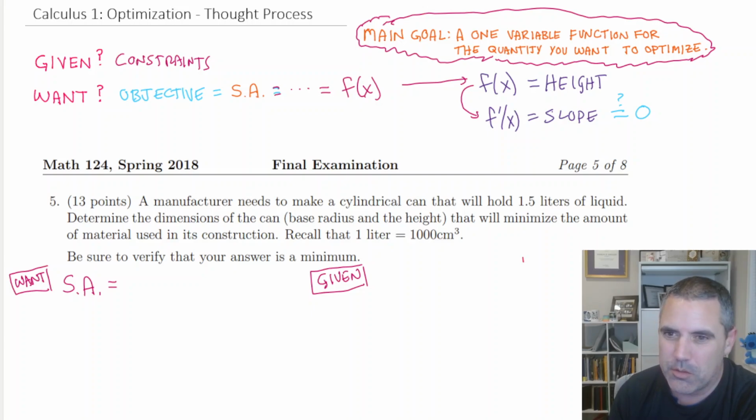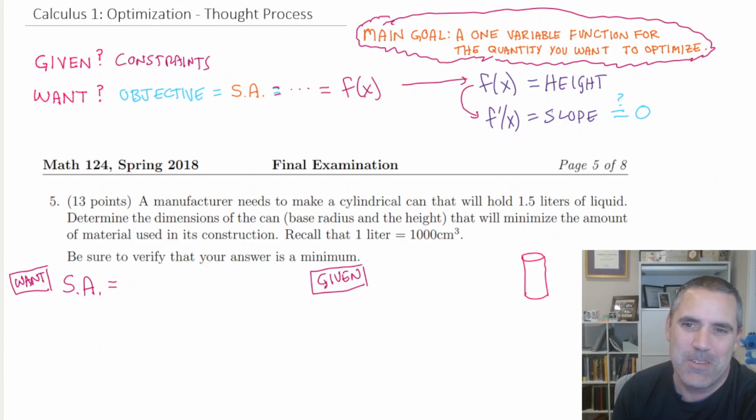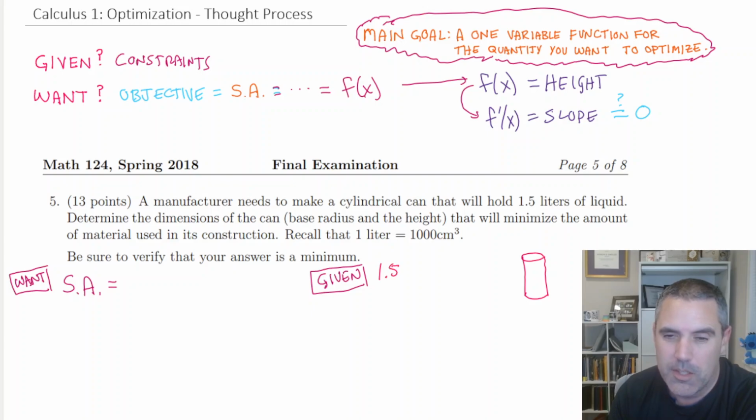What is this? A cylindrical can. So to me, it would make sense to draw a cylindrical can. And it holds 1.5 liters of liquid. So I'll have to make sense of what that means. So they gave me this 1.5 liters. That sounds like a volume of some sort. So I think I will label that V. I don't know. You really can't over-label. I'm just trying to get to a point so that I can find a one variable function for surface area.